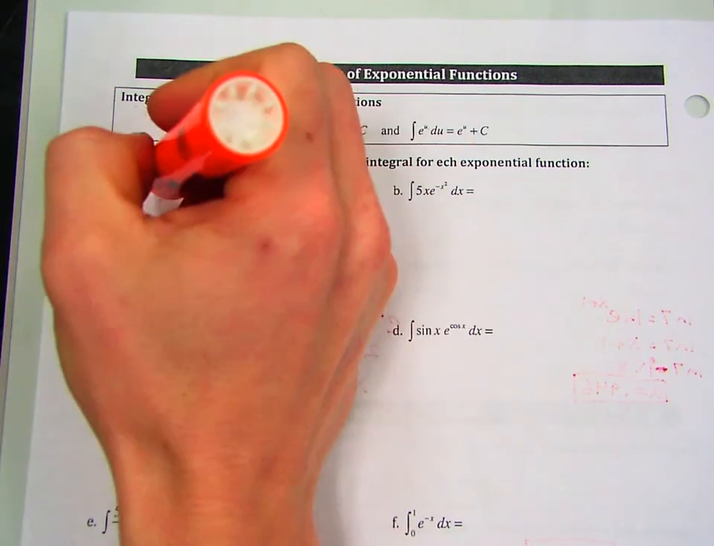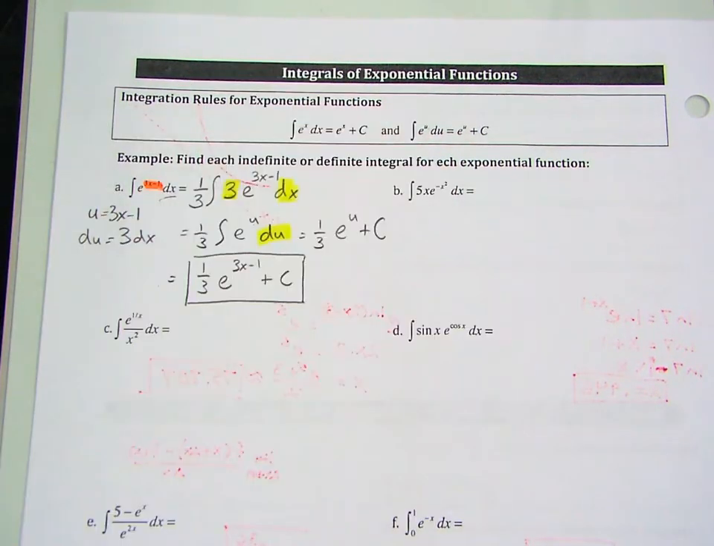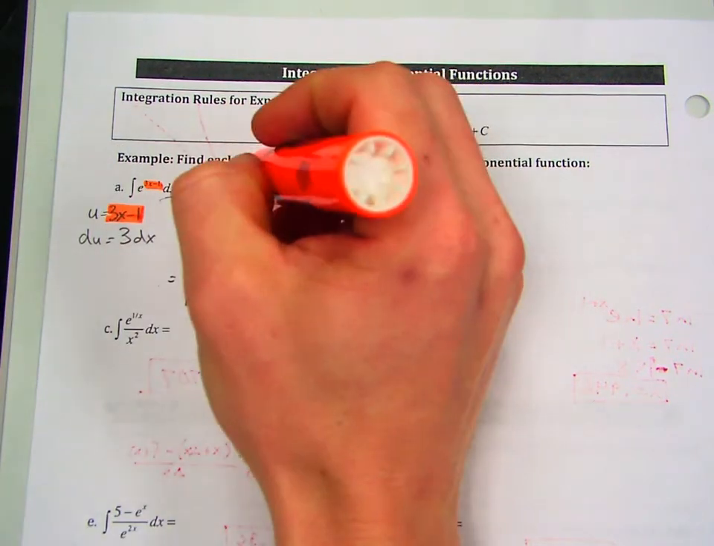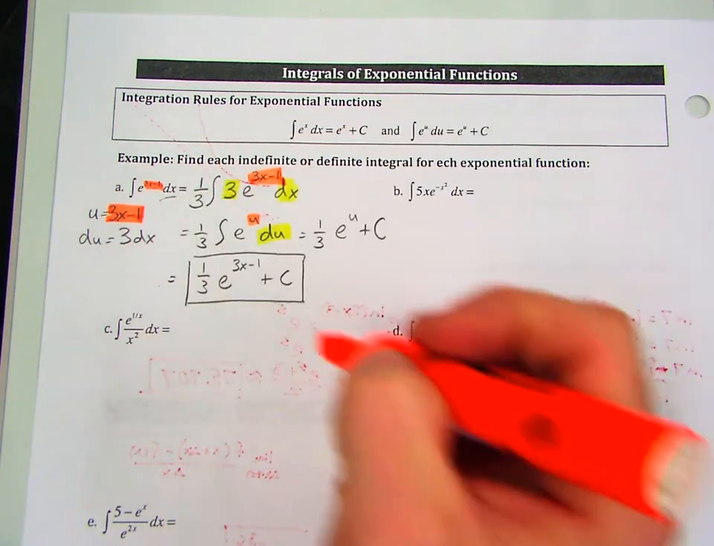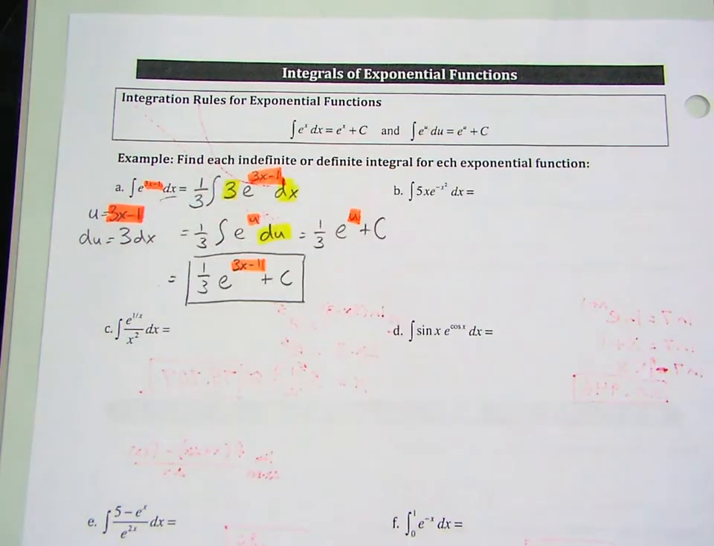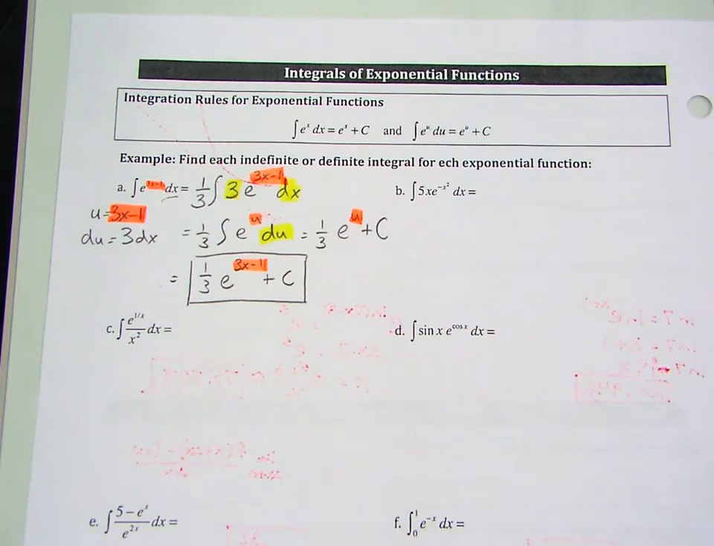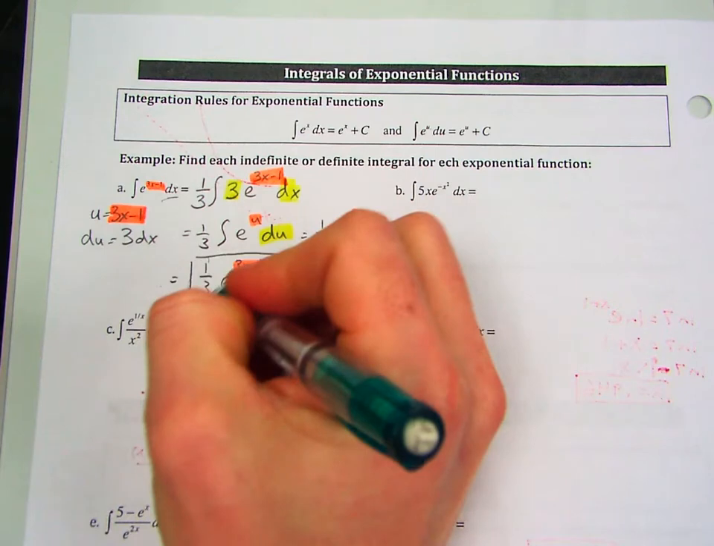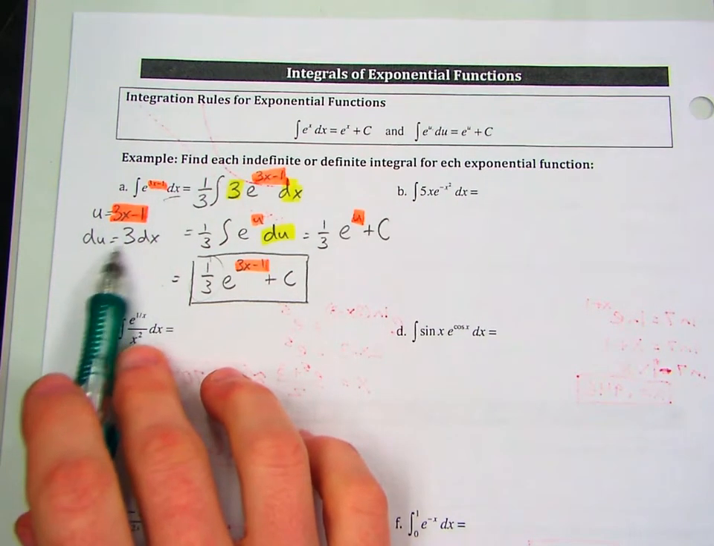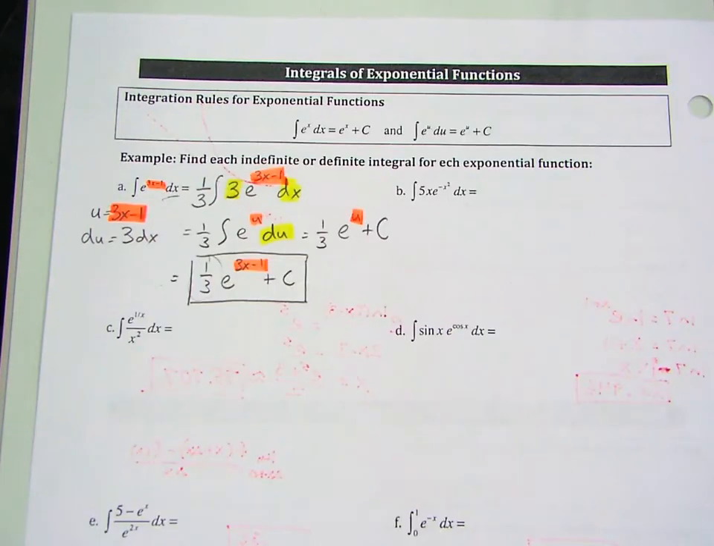So again, just follow the u throughout this problem. We have 3x minus 1 there. It stays there, becomes u, and then we change it back at the end. Okay, and the 1/3 right here was the result of negating or countering the 3 dx.